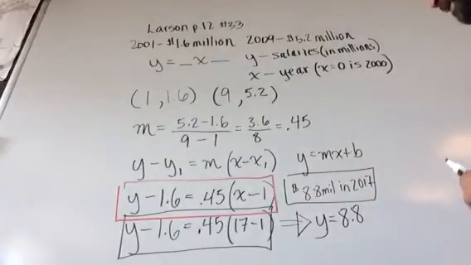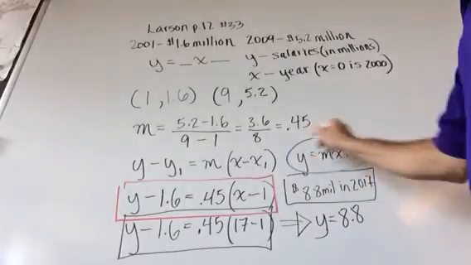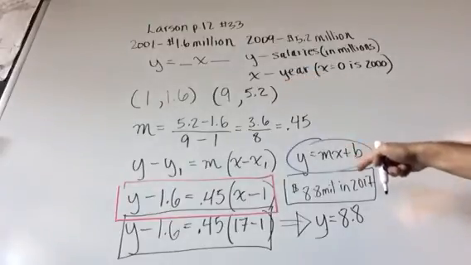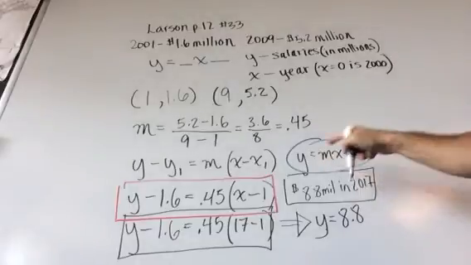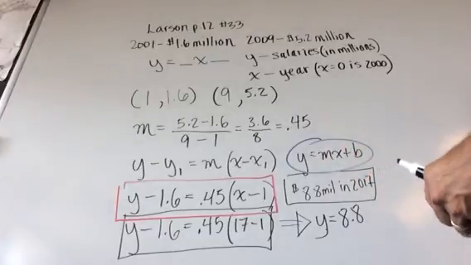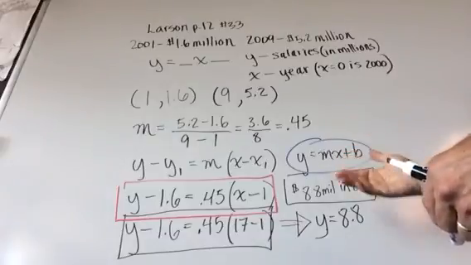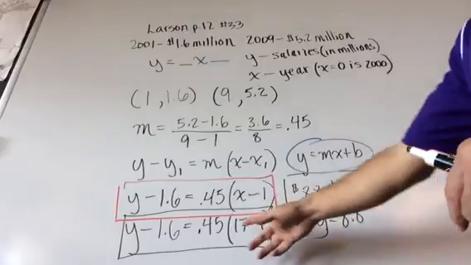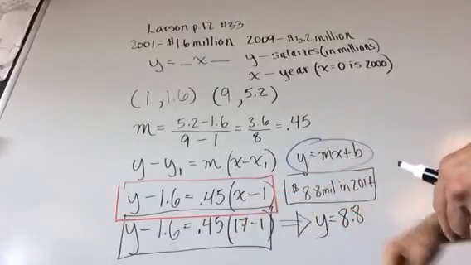Again, you can do it like this, but you would need to solve for b by using one of the known points, and of course we know m already, and you would need to show your work for that. And then when you get that equation, you would substitute again 17 for x and come out with the 8.8.